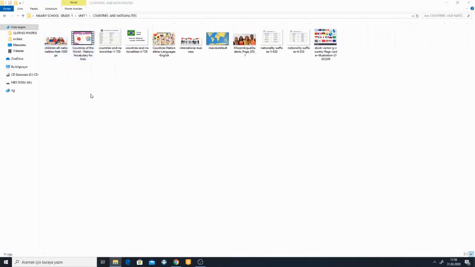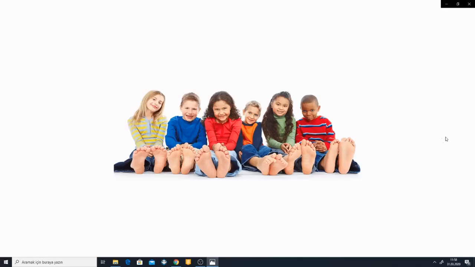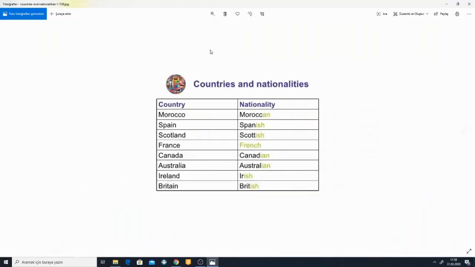Now it's time to learn about countries and nationalities. These children from all around the world are from different countries. In this part, we will learn about countries and nationalities.